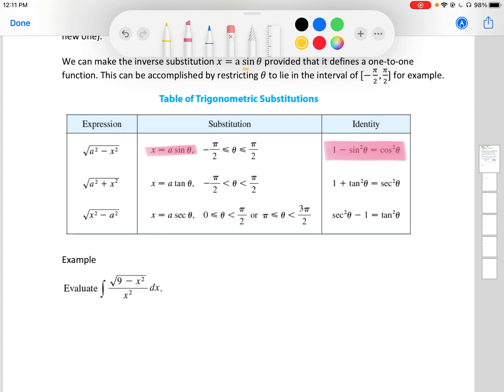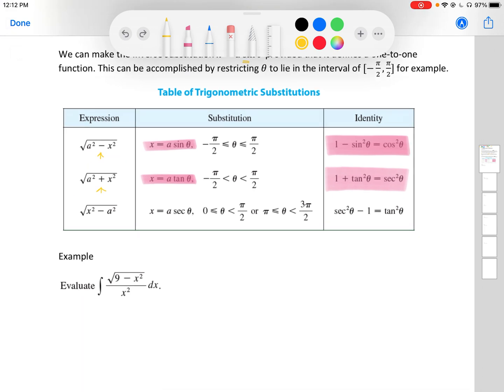But what if instead of a minus, we have a plus? Well, then we use a different trig substitution. If I have situations such as the square root of a squared plus x squared, then my ideal substitution would be x equals a tangent theta. And our identity that will come in handy is 1 plus tangent squared equals secant squared. Now, what if the order is reversed? Remember, in addition, order doesn't matter. So if I have x squared plus a squared, that's still the same one.